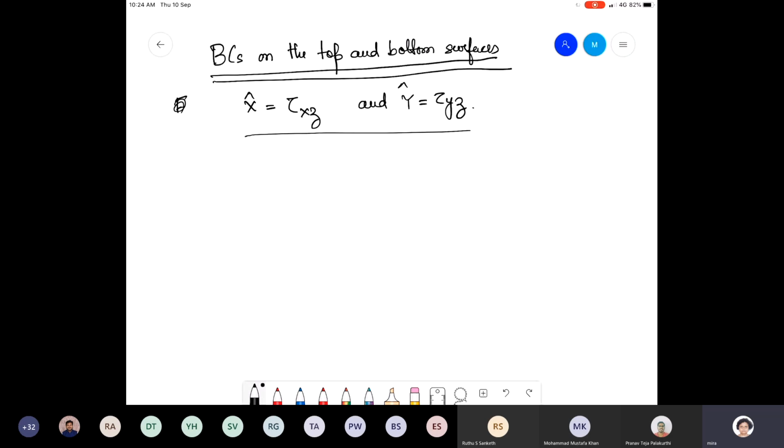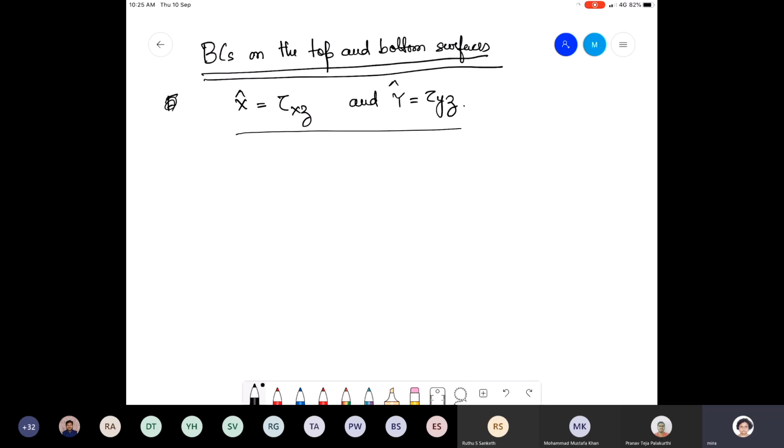distribution. And we have again said that though in real life it doesn't happen that the moment is applied in terms of x hat and y hat, it doesn't matter much because of Saint-Venant's theorem. The effect is negligible in the inner domain of the structure. Okay. Now, let me just draw the figure.